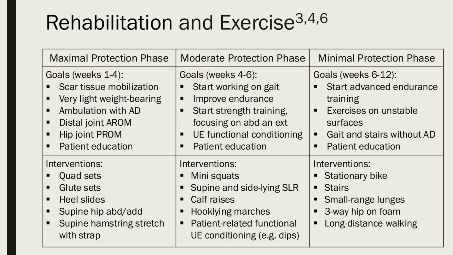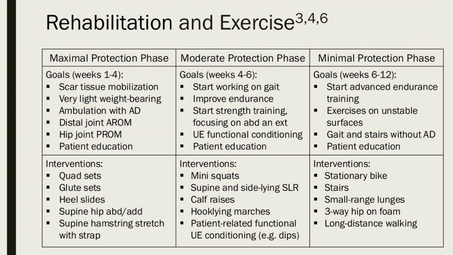The max protection phase is going to be about the first 4 weeks. The goals are going to be scar tissue mobilization, very light weight bearing as tolerated. That's usually not going to be in the first 2 weeks, but 3 or 4. Ambulation with an assistive device, distal joint active range of motion, hip joint passive range of motion, and patient education on hip precautions. Some interventions for the maximum protection phase include quad sets, glute sets, heel slides, hip abduction and adduction while in supine, and hamstring stretches with a strap in supine.